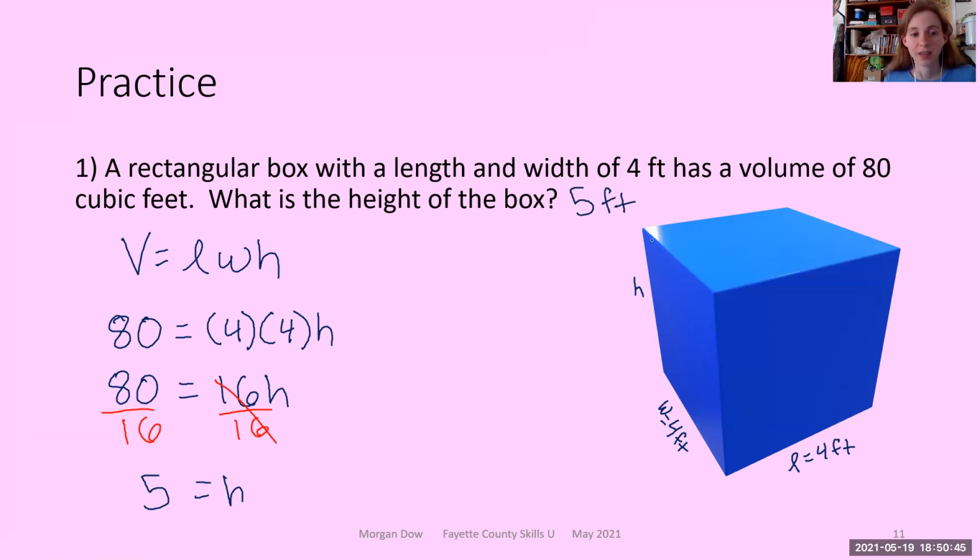And you can always go back up to your original formula and double check that you get the correct volume. So if we're saying the volume is the length times the width times the height, then we should be able to do 4 times 4 times 5. And that should give us our volume of 80. So we can go ahead and do that. 4 times 4 times 5 does give us 80. So that's a way to double check that your answer makes sense.